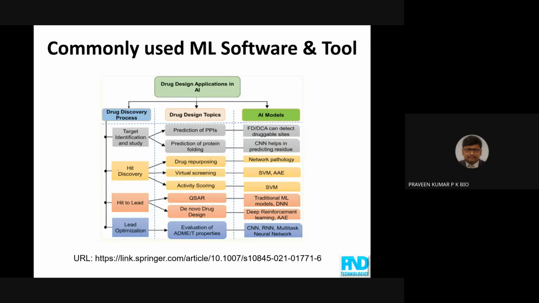Not only can you see AI involvement in target identification, we can also see this application in hit discovery in terms of drug repurposing, like whatever already existing drugs for treatment of a virus, if you find a new virus strain is coming, we can use the old drugs for the newly upcoming viruses. So this is what I mentioned earlier as drug repurposing. Virtual screening, screening of multiple ligands, and activity scoring. For all these things, we can use AI models.